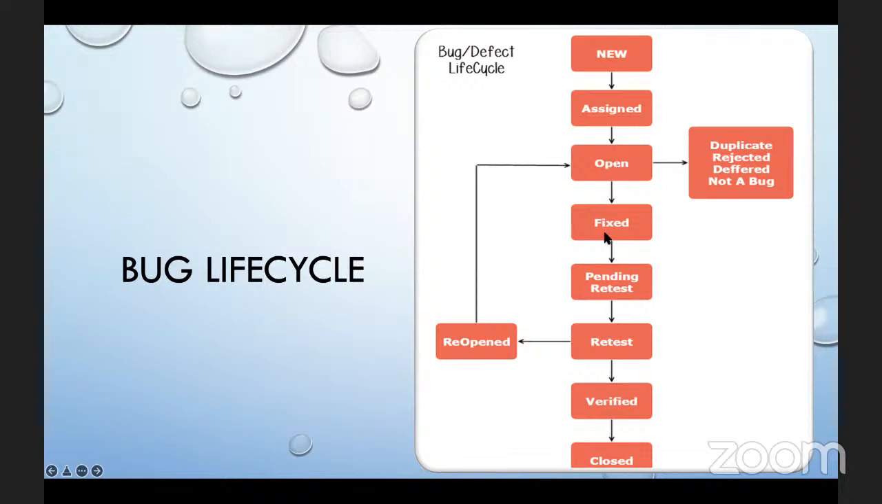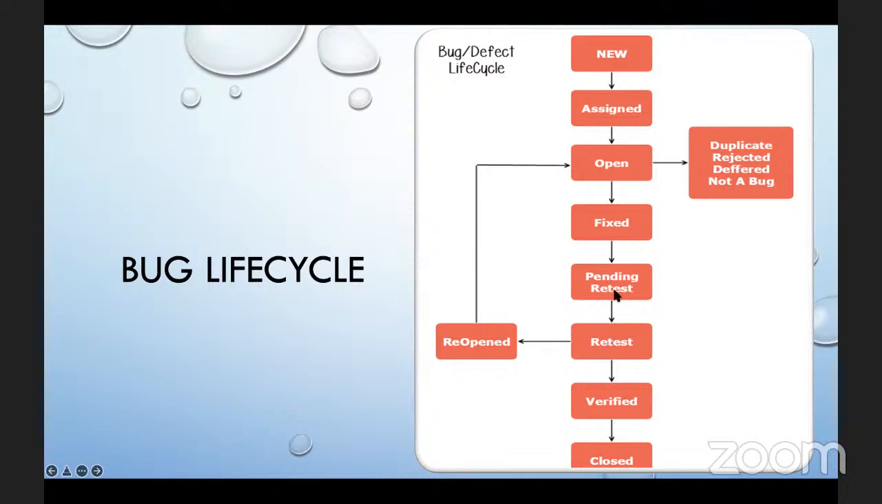The flow here from open means it goes here, the next one is fixed, right? And then when it gets fixed, the next step is what? Pending retest. Pending retest simply means that, yes, you have fixed this issue. So let's say Salim is the one that fixed this issue and then reassigned it to maybe William, right? And maybe William is busy testing something else, and he's yet to test that issue that has been fixed. So it could be pending retest at this point.